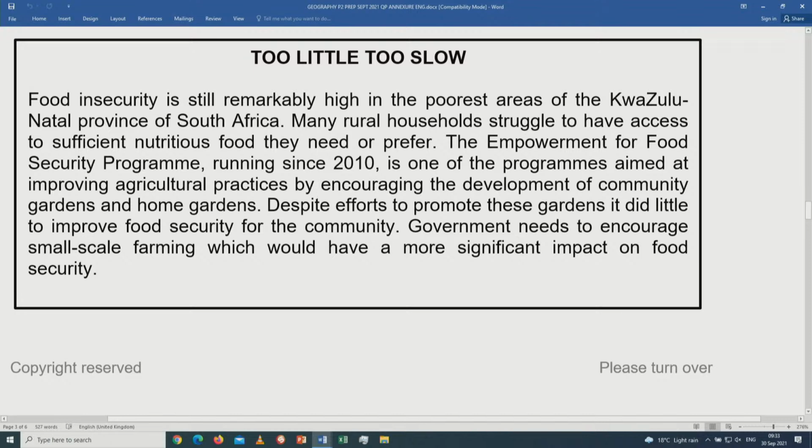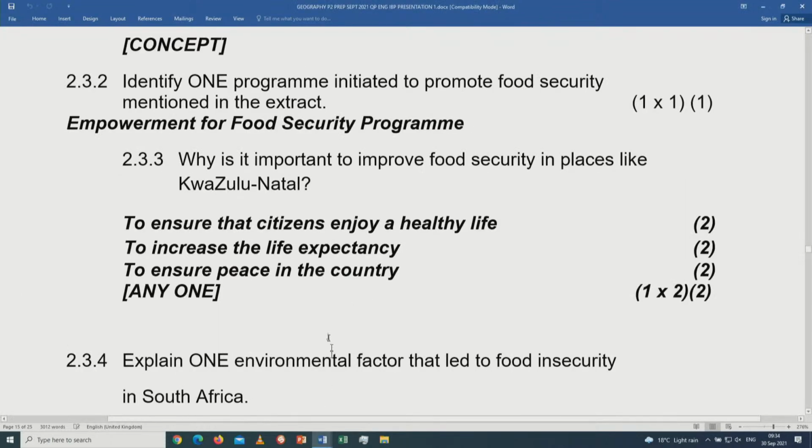In this question, again, answers were conspicuous here. Now, I think most of the learners were able maybe to find answers from this extract. Let's go back to the questions. This one, 2.3.2, one program initiated to promote food security, they can easily identify that in the extract. Empowerment for food security program, it was found in the extract.